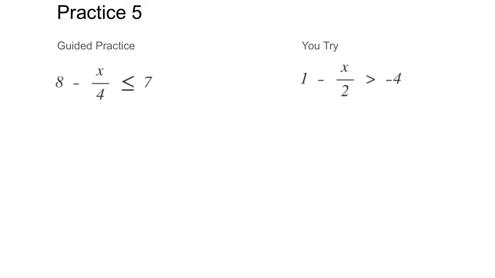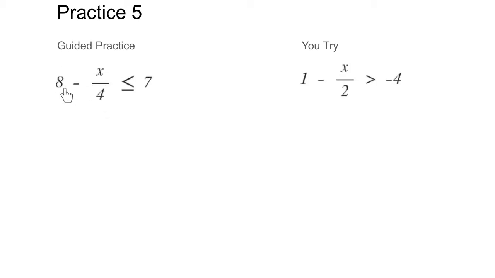Okay, one last practice. I'm going to do the guided practice, and then you can take on the U try. I have 8 minus x divided by 4 is less than or equal to 7. Okay. Again, we want to keep this negative attached to here. So this minus stays with here. So it looks like it says, oh, 8 minus, like when people say, oh, I'm subtracting. You're not subtracting by 8. You have 8 and you're taking away x divided by 4.